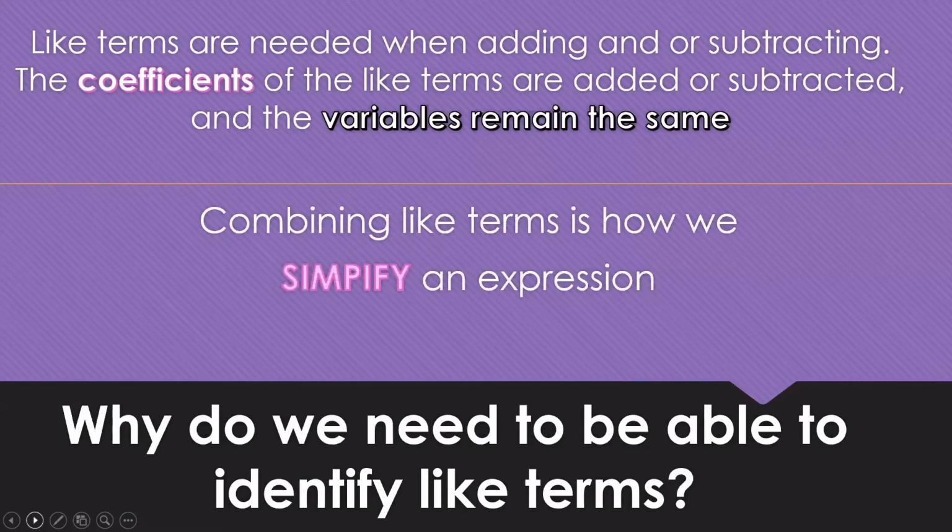So combining like terms, that's why. We're going to combine them in order to simplify. We want to get each like term down to one of each type. Then our expression is completely simplified.